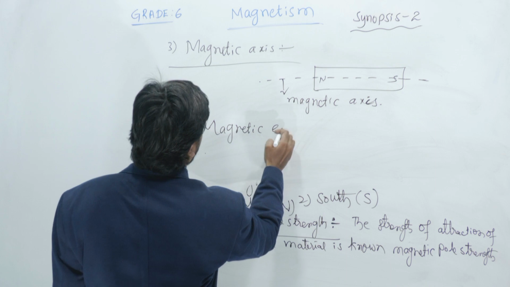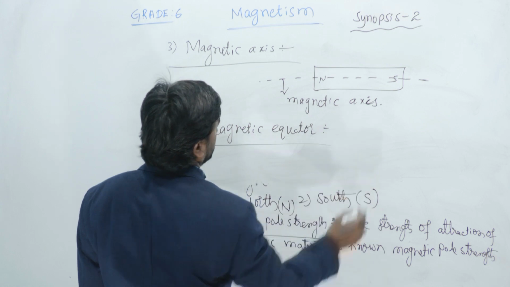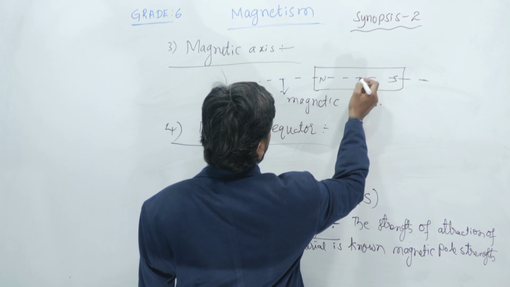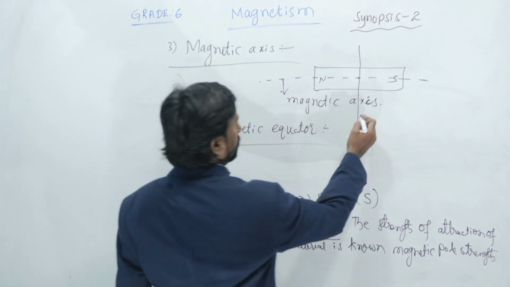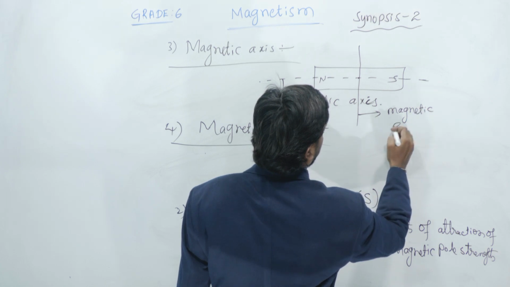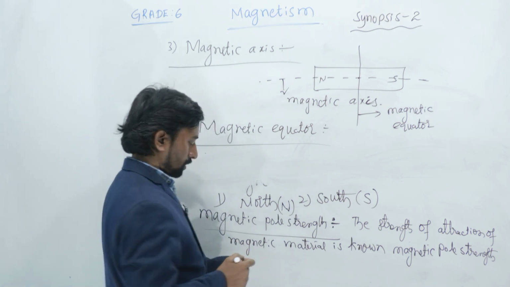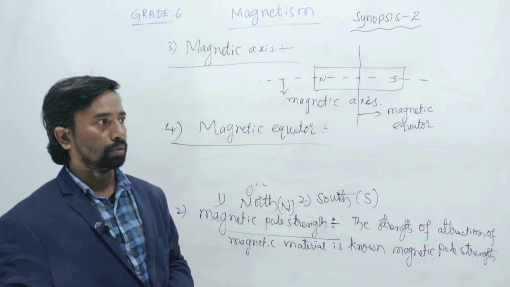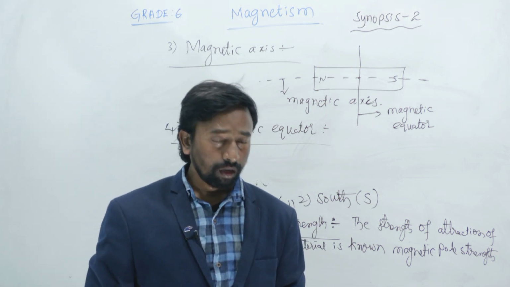The magnetic equator is nothing but the line which is passing through the center of the bar magnet and perpendicular to the magnetic axis. This is called the magnetic equator. So the line passing through the center of the bar magnet and perpendicular to the magnetic axis is known as the magnetic equator.